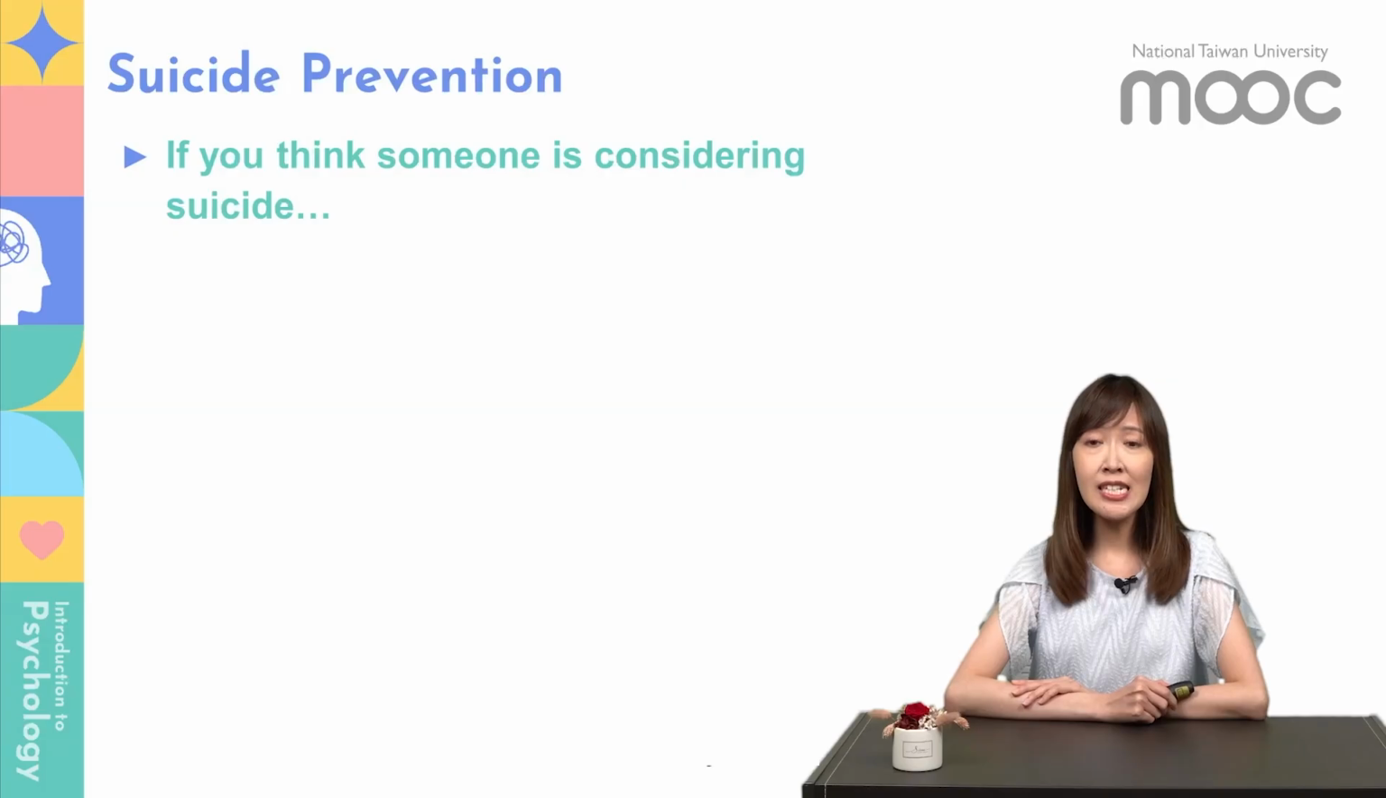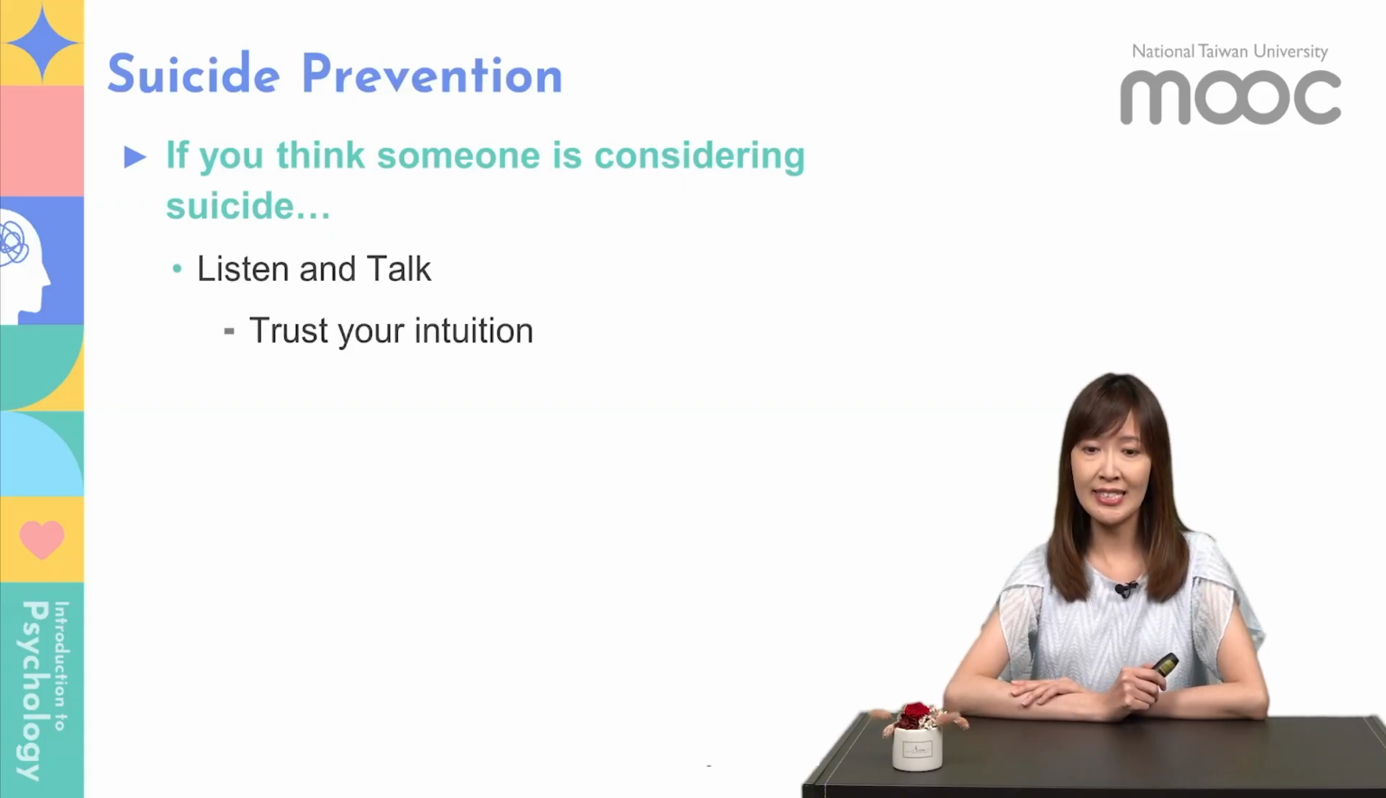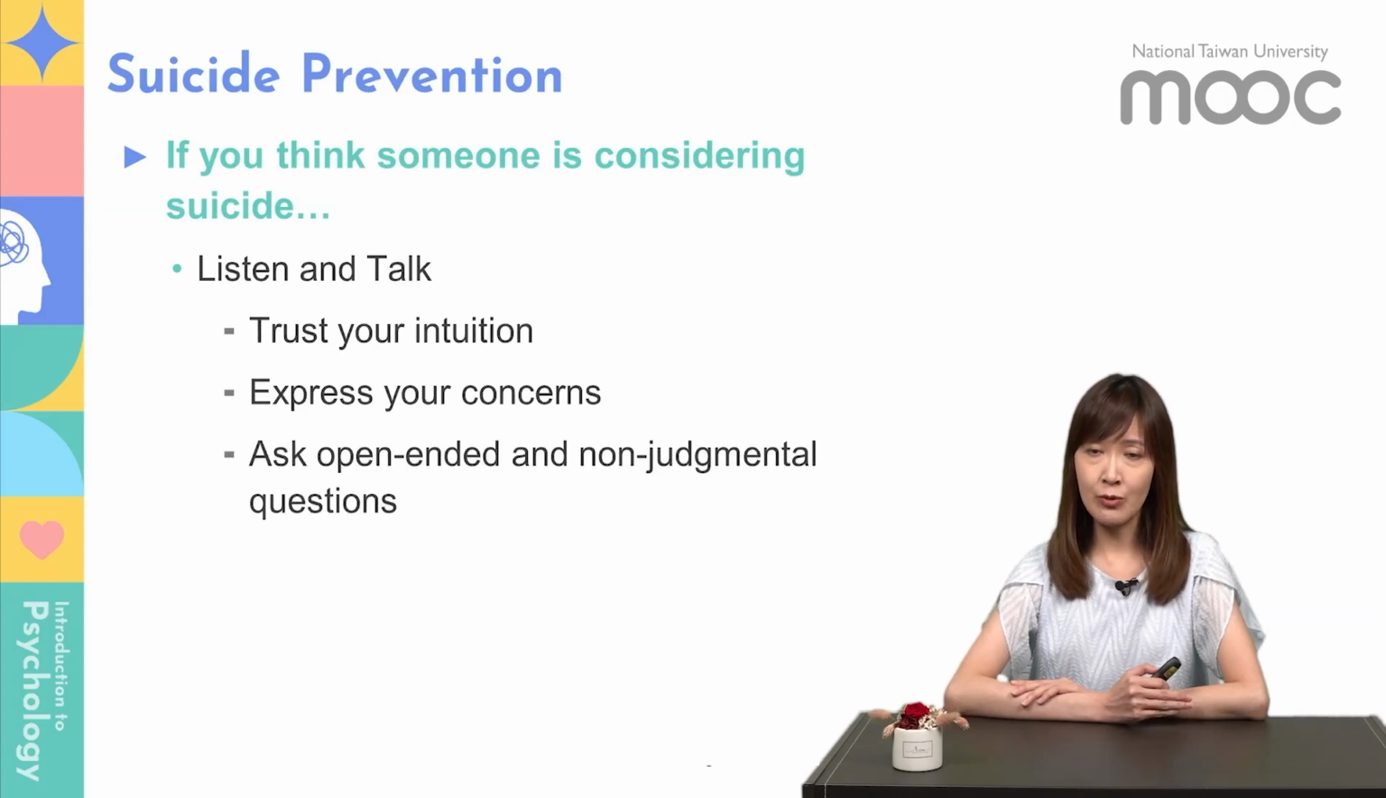Now we know the warning signs. And if you see your friends or your family members showing those signs, then what can we do? Lastly, we're going to look at suicide prevention. So there are several things that we can do. First, trust your instinct. If you think that something is wrong, trust your instinct and talk to the person about your concerns. Show your support, show your warmth to the person, and ask direct questions without being judgmental.